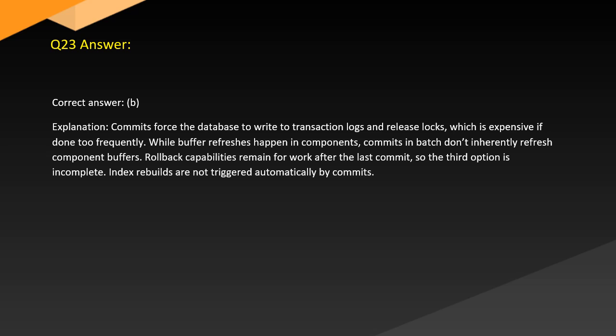Answer. Correct answer, B. Explanation. Commits force the database to write to transaction logs and release locks, which is expensive if done too frequently, while buffer refreshes happen in components. Commits in batch don't inherently refresh component buffers. Rollback capabilities remain for work after the last commit, so the third option is incomplete. Index rebuilds are not triggered automatically by commits.